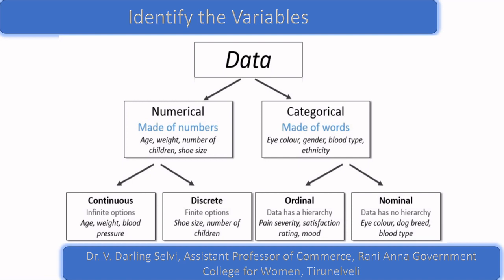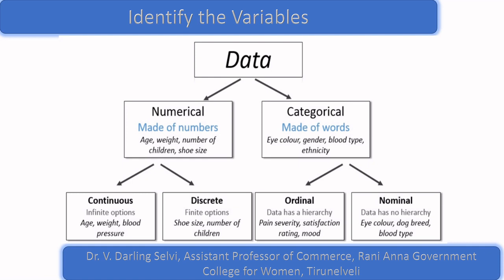So data can be explained in two aspects. One is numerical, another one is categorical. Numerical means it is made up of numbers. Again, the examples go like this: age, weight, number of children, shoe size, etc. Under categorical, it is made of words. That means eye color, maybe blackish, brownish, bluish, like that. Gender, male and female. Blood type, O positive, B positive, B negative, AB positive, negative, like that.